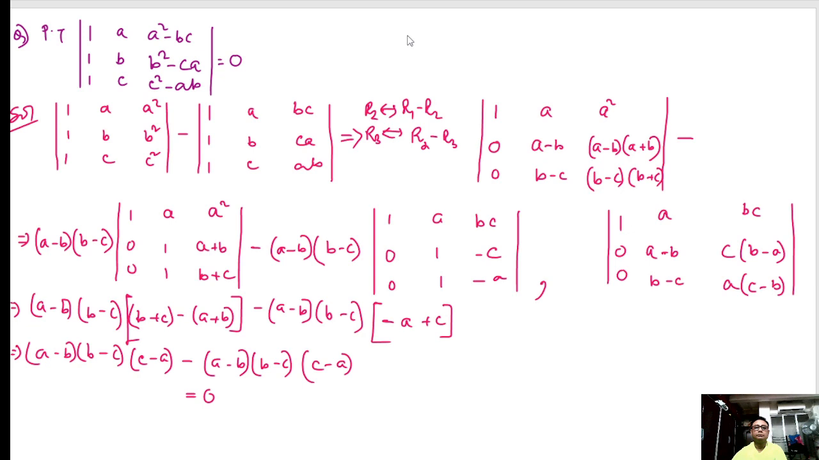Clear? Now we are using the operations. What is the operation? In R2 we will do R1 minus R2. So let's see. In R2 we will do R1 minus R2. So from here, this is the first determinant, please.